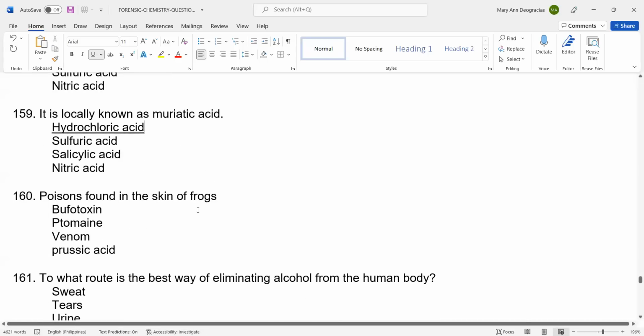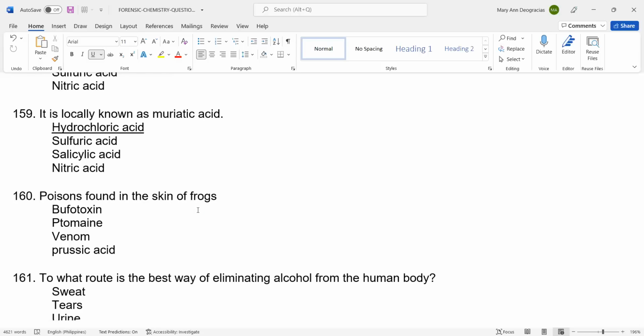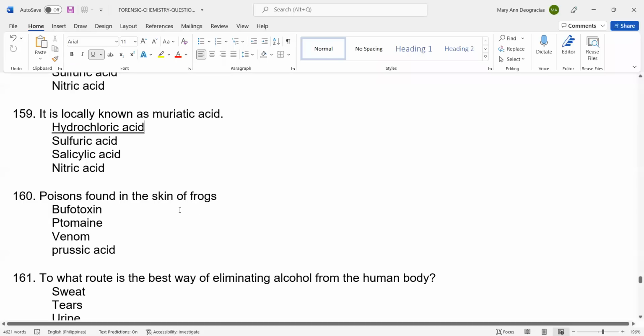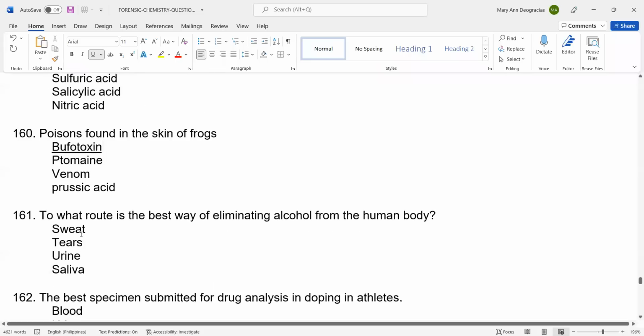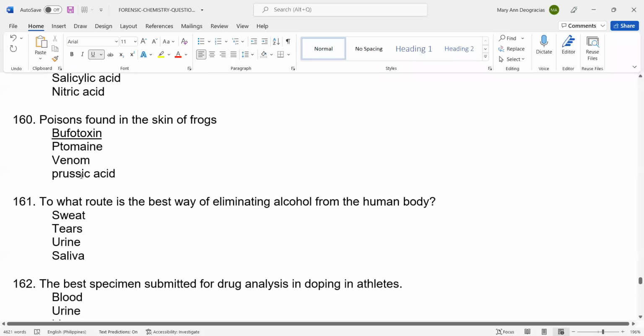Poisons found in the skin of frogs. Okay, ang prussic acid. Acid yan eh. Okay, it is ito, bufotoxin. Ang ptomaine is yan yung uod na puti na nanggagaling sa mga bulok na bubulok na meat. Ang venom naman sa ahas. Ahas yan. Alright. So, edi, ito organic acid naman yun.